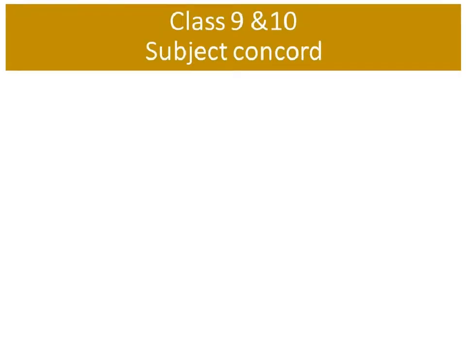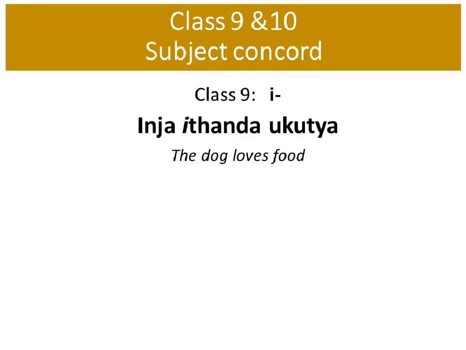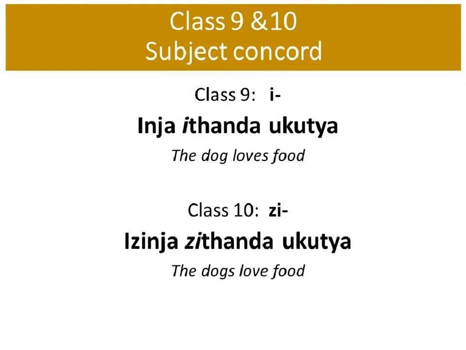Let's quickly look at the subject concords that are related to this particular class. For class 9, it's just the letter E. Inja itanda ukutya, and remember that I and itanda in front of the verb is related to inja. When you have the plural of inja, izinja in class 10, the subject concord of class 10 is z. So now we have izinja zitanda ukutya. So the dogs love food, and again that z in front of the verb belongs to izinja, which is a class 10 noun.